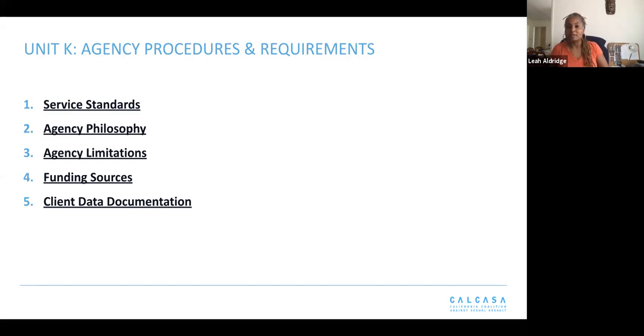So this conversation is really important, because you're trying them out also, right? They're trying you out, but you're trying them out also. We want to make sure that this isn't going to become a problem down the road. So that's why I say this is where a lot of people start their trainings, right here, with the service standards, agency philosophy, as well as the agency limitations. There are things that our organization cannot do or will not do, right? There are things that we cannot do.